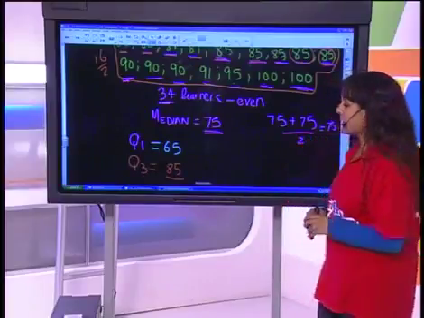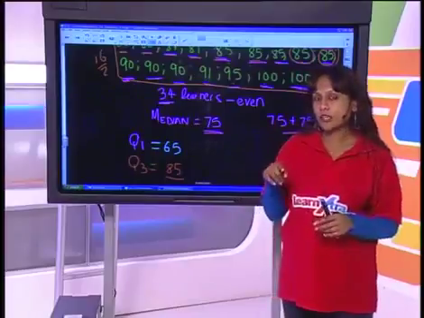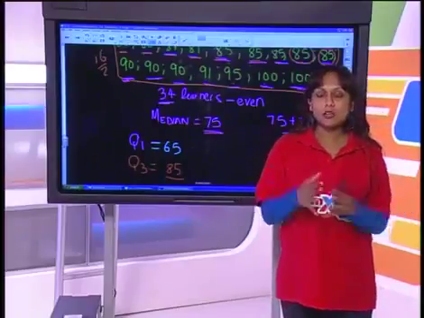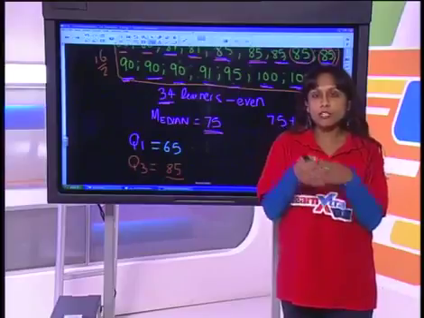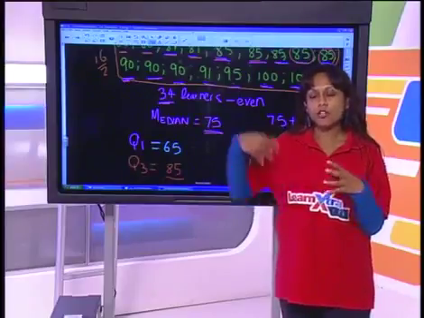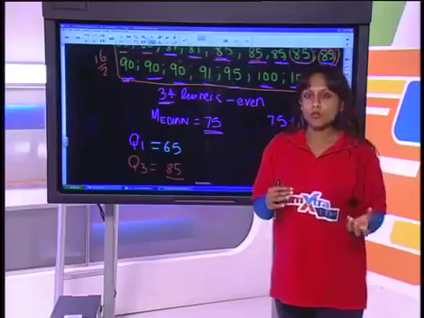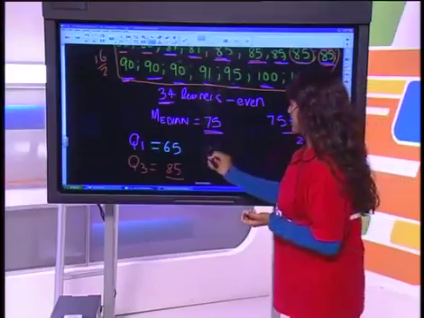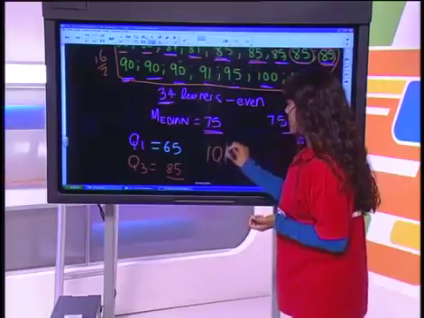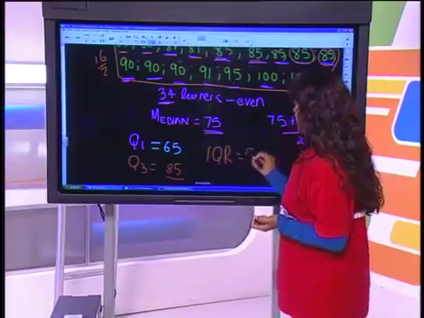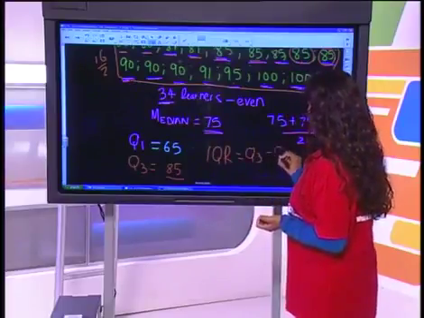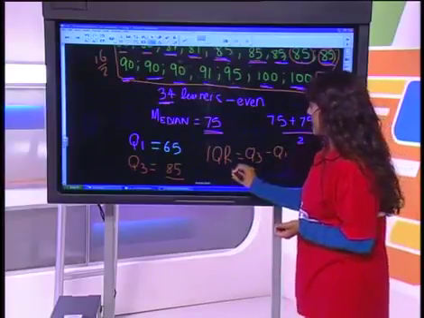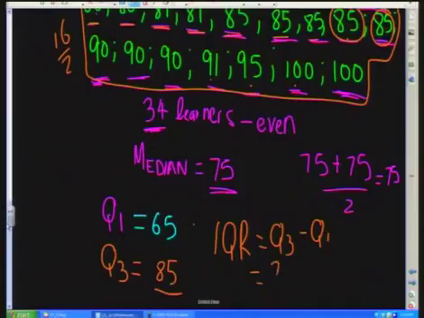Now, if you look at the next part of the question, they said work out the interquartile range. The interquartile range is basically the difference between your upper quartile and your lower quartile. So your interquartile range, which is abbreviated as IQR, is just your Q3 minus your Q1. And that's just going to be 85 minus 65. So that's going to be a difference of 20.